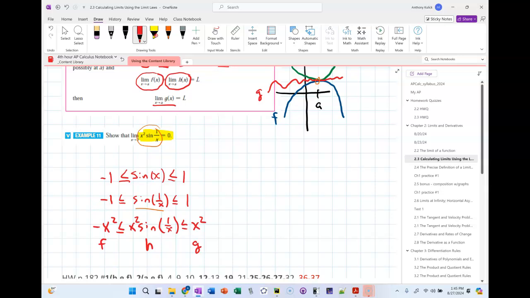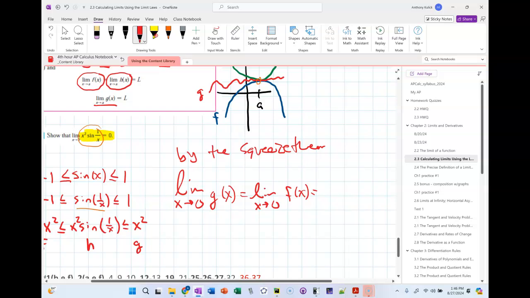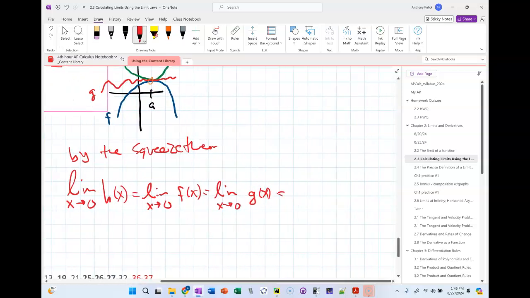So now to figure out the limit for g, by the squeeze theorem, I know that the limit as x approaches 0 of g is equal to the limit as x approaches 0 of f, which is equal to the limit as x approaches 0 of h, which is just going to be 0 squared, or equal to 0. And I'm done.